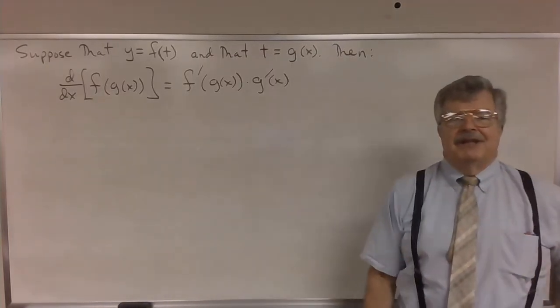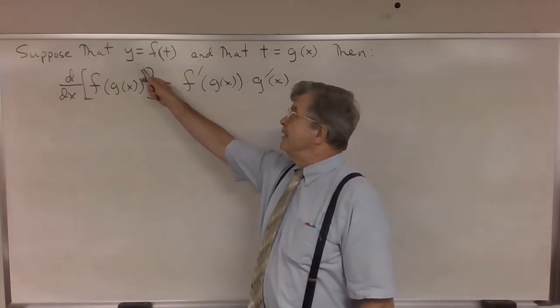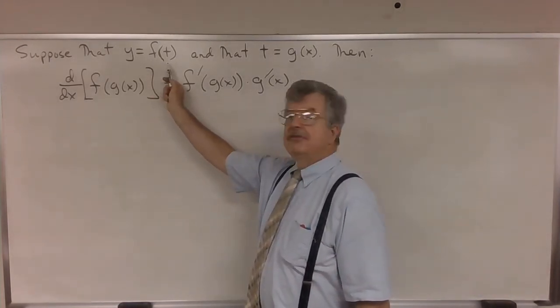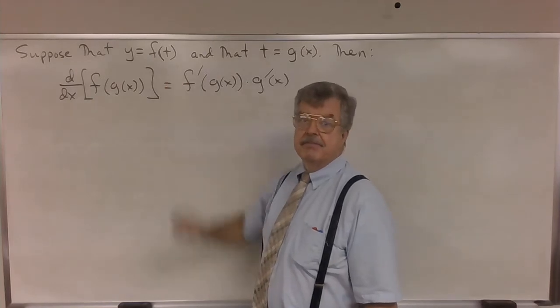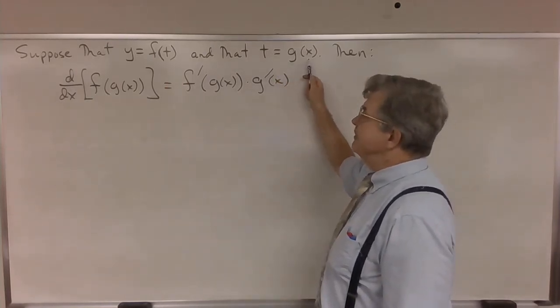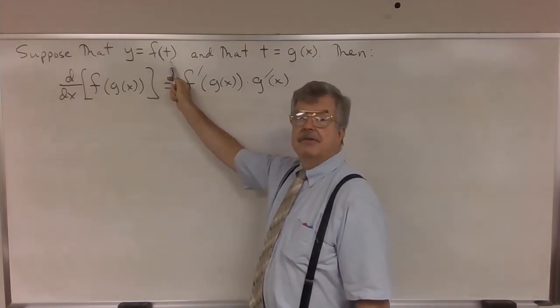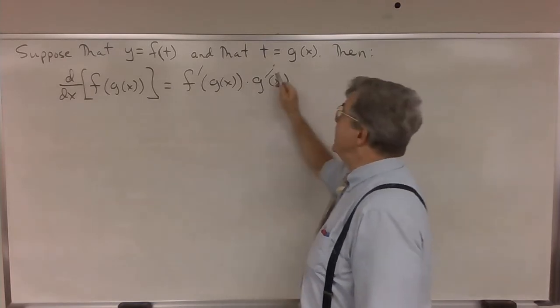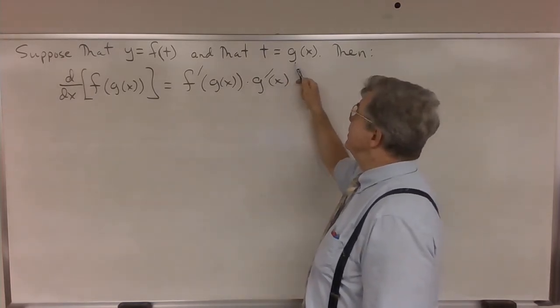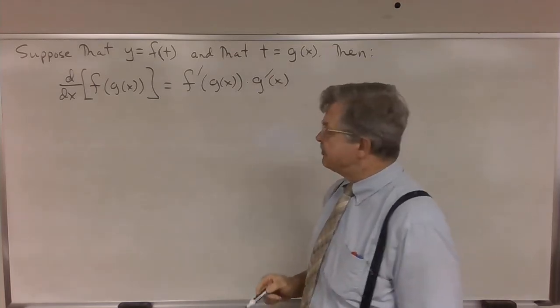Okay, here we go, the Leibniz form of the chain rule. And we suppose that y is a function of the variable t, and that t is a function of the variable x. So y equals f of t for some function f, and t equals some function g of x for some function g.